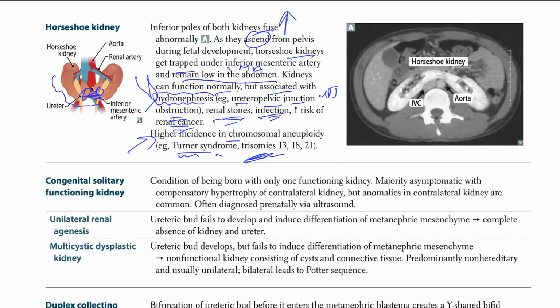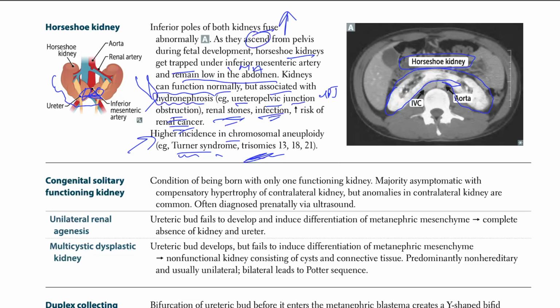Looking at this CT scan here, you have this horseshoe kidney. The kidney goes all the way across. That's a horseshoe kidney.